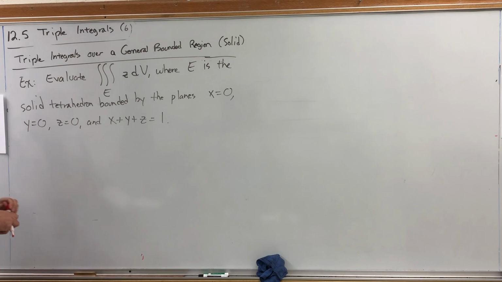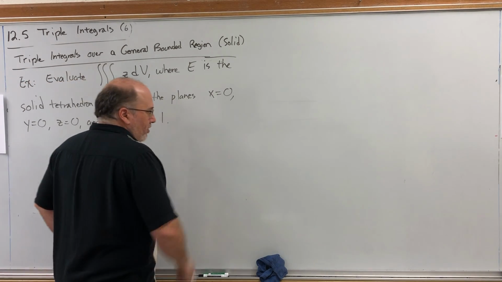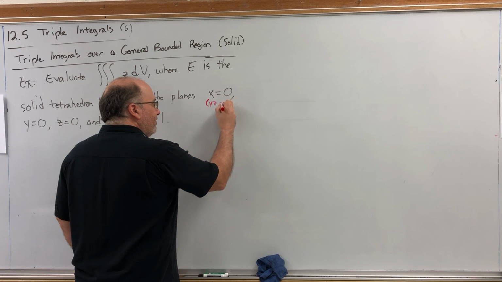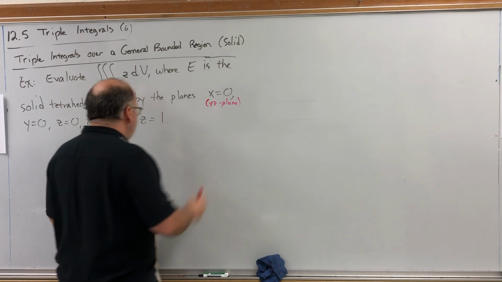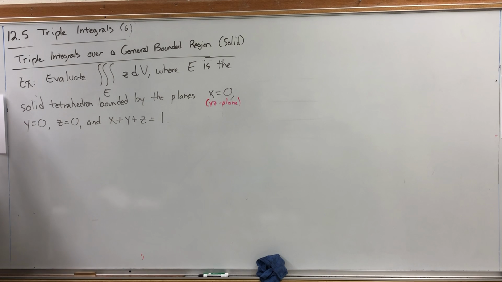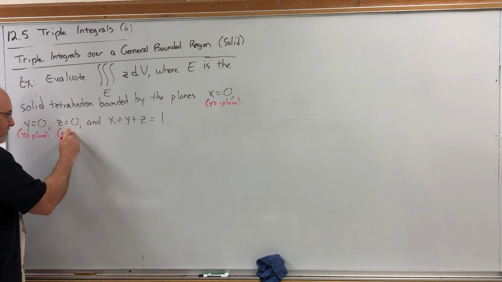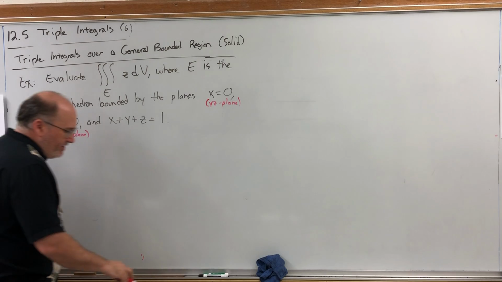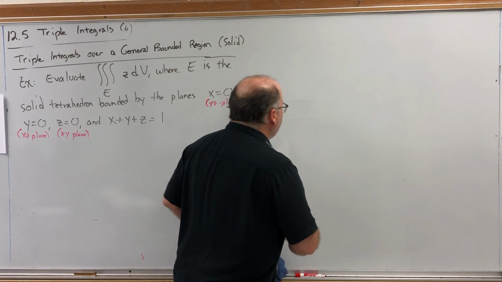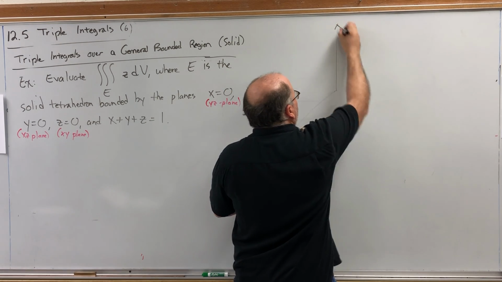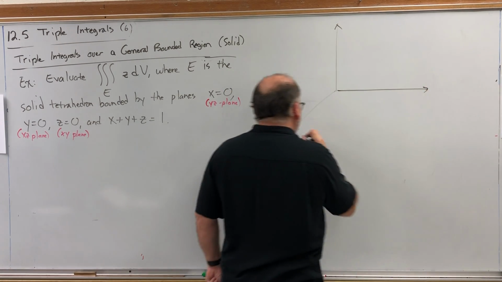Quick comment about these planes. The plane x equals 0 is just where x equals 0, so this is the yz plane. The plane where y equals 0 is the xz plane. And the plane z equals 0 is just the xy plane. That's pretty easy to see if you set up a three-dimensional coordinate system.